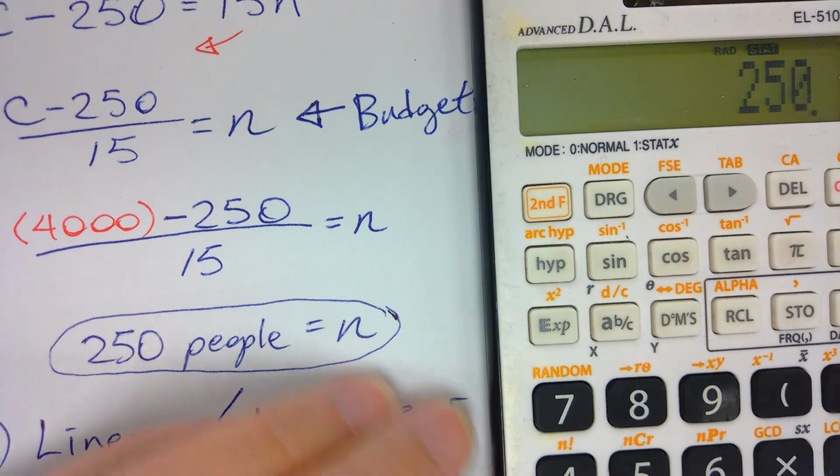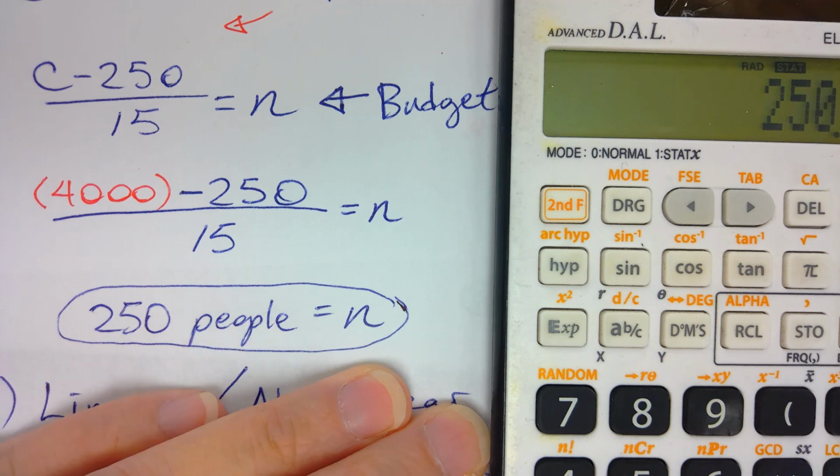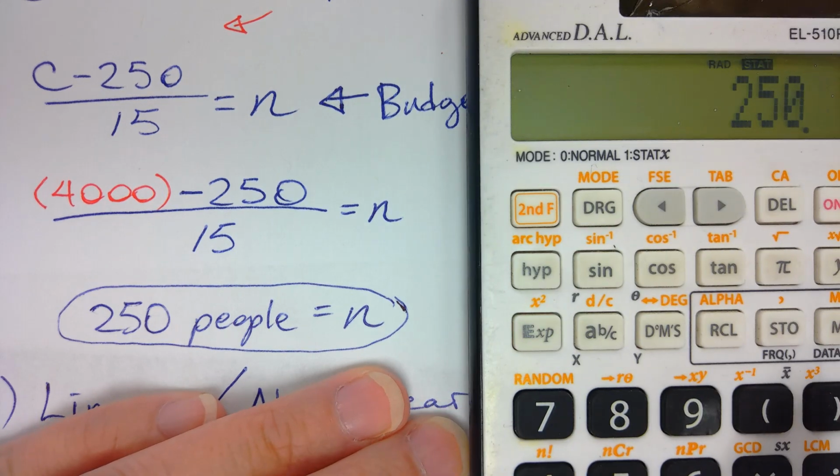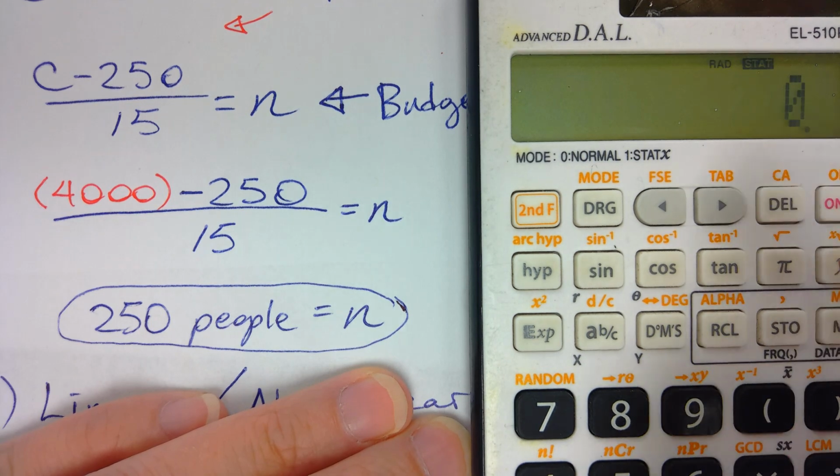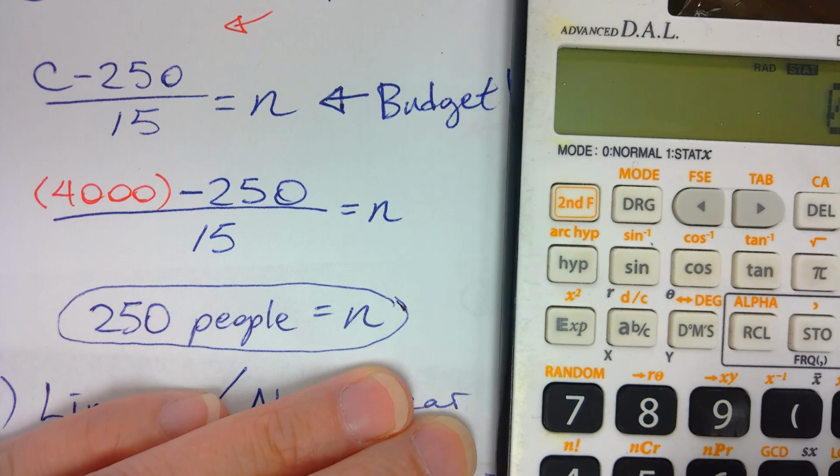Okay, a lot of people write $250 to have a budget of 4,000. Doesn't make sense. Right? Remember, n represents the number of people. So 250 people can attend his wedding. Okay? So be very careful with how you do it on the calculator. That is a common mistake that people do.